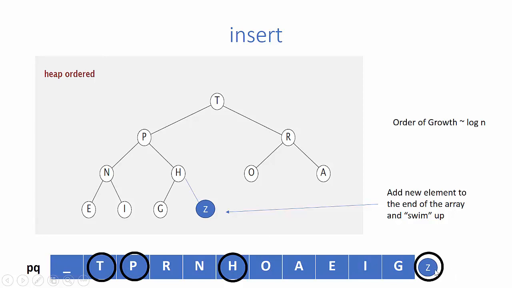So essentially, we insert this element at the end and move it all the way up, even to the root, and we call it swimming up. It took 3 comparisons and 3 swaps to get there. So it's an efficient operation, it's log n time. You can get some intuition for that.